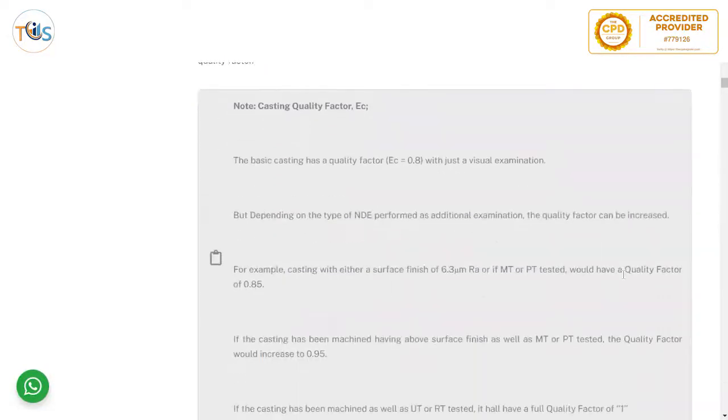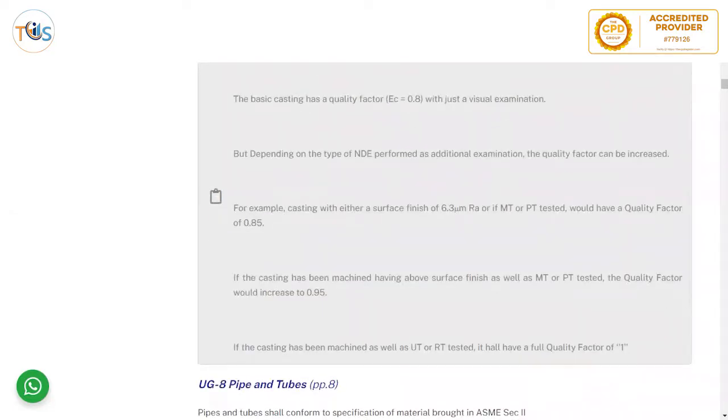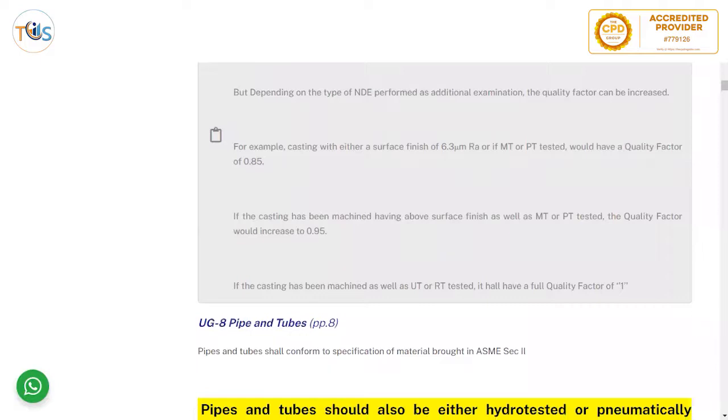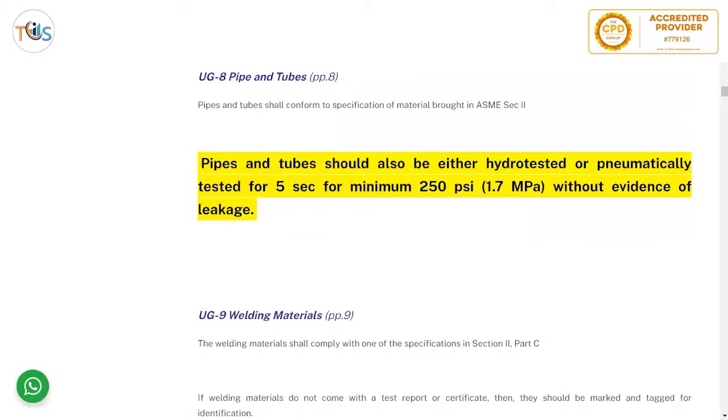Cast material can be used for fabrication of pressure vessel provided that the allowable stress is multiplied by the casting quality factor, EC. The basic casting has a quality factor of 0.8 with just a visual examination, but depending on the type of NDE performed as additional examination, the quality factor can be increased. For example, casting with either a surface finish of 6.3 micrometer RA, or if MT or PT tested, would have a quality factor of 0.85, either of them. If both the surface finish is done and MT or PT tested, the quality factor would increase to 0.95, and if surface finish is done with UT volumetric test or RT, it has a full quality factor of 1, same as base metal.